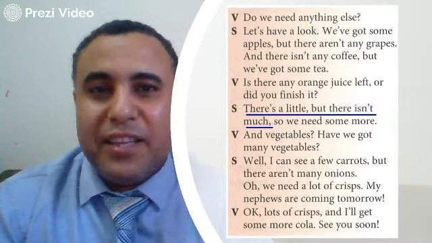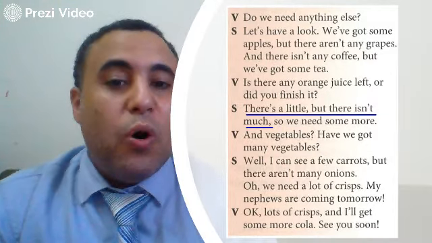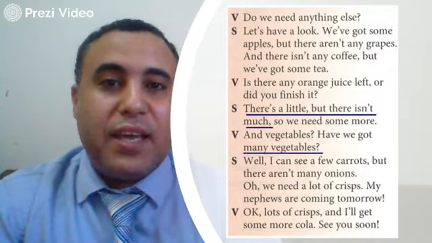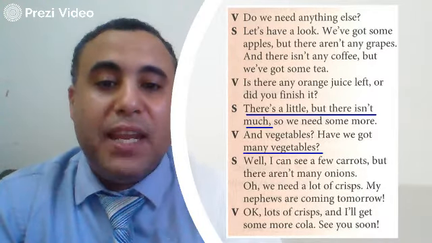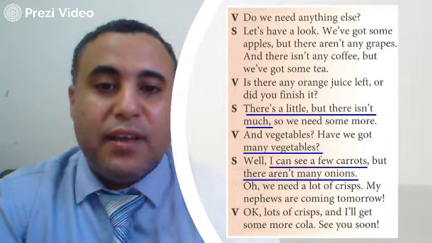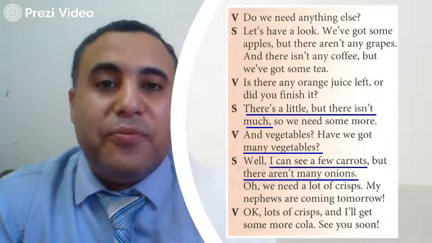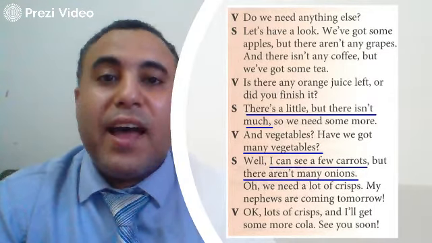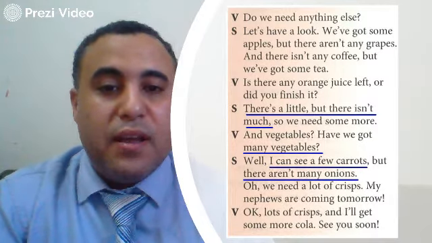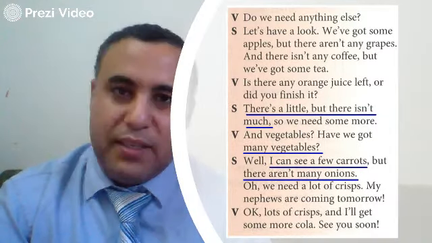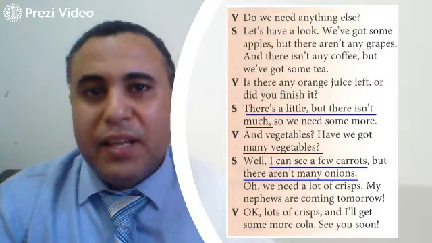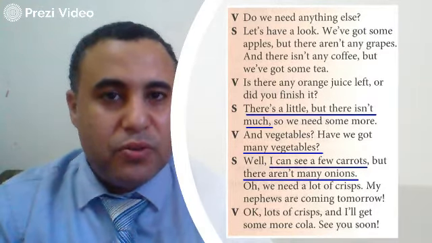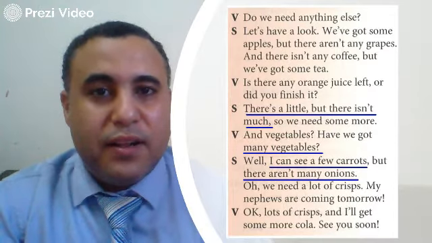A little and much. So, what did they say about carrots? Have we got many vegetables? He said, I can see a few carrots. A few carrots. But there aren't many onions. Now, let's compare what they said about orange juice and carrots.